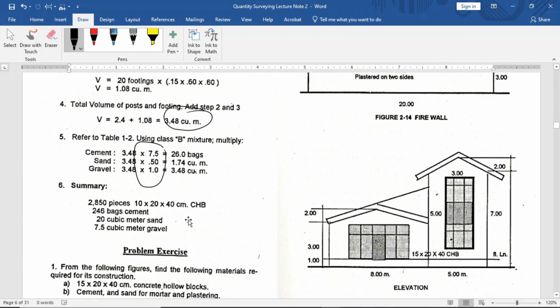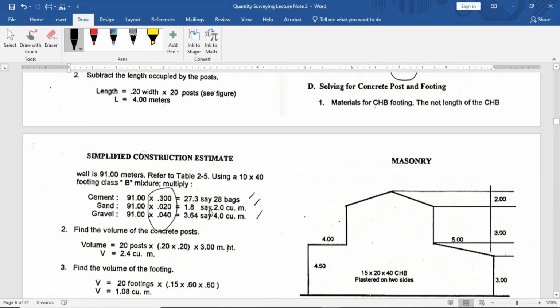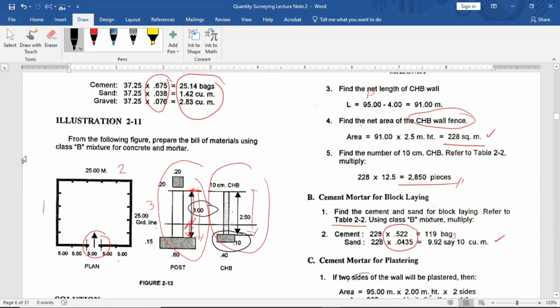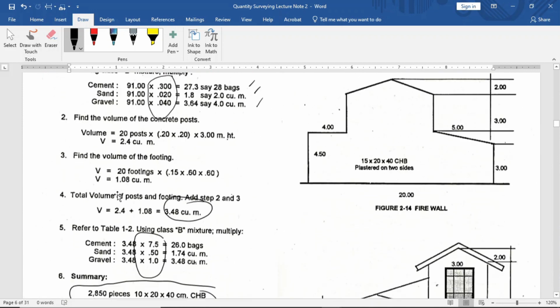So, summary, there are 2,850 pieces of 10 by 20 by 40 CHB, concrete hollow blocks. And there are 246 bags of cement, 20 cubic meter of sand, and 7.5 cubic meter of gravel. So, ito yung kailangan natin para gawin itong wall na 25 by 25 meters.